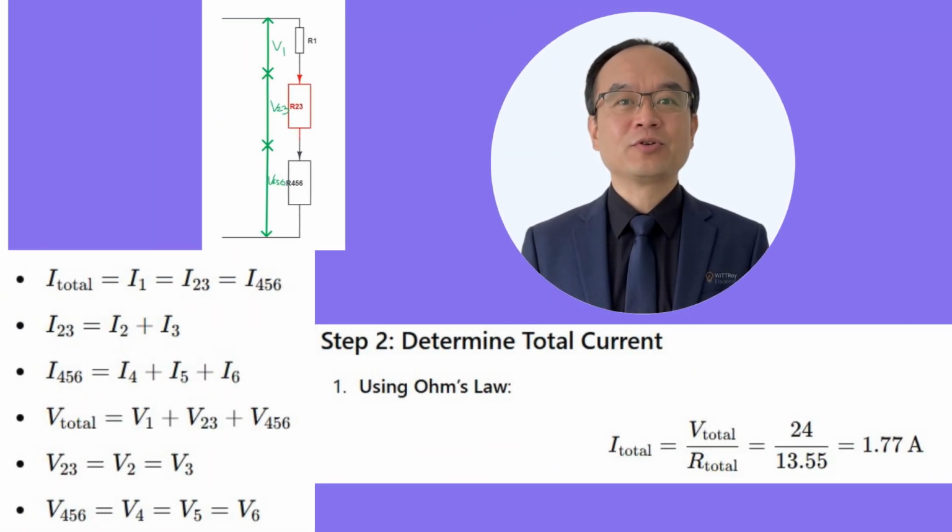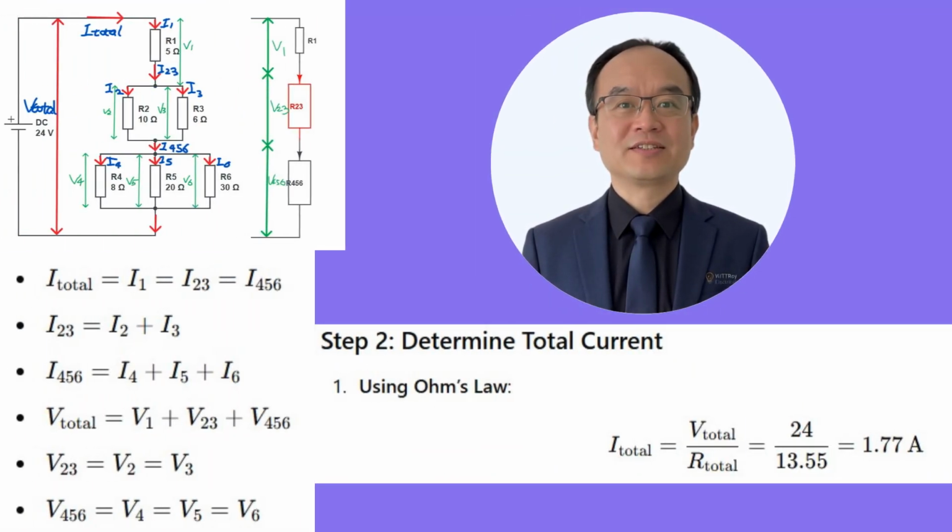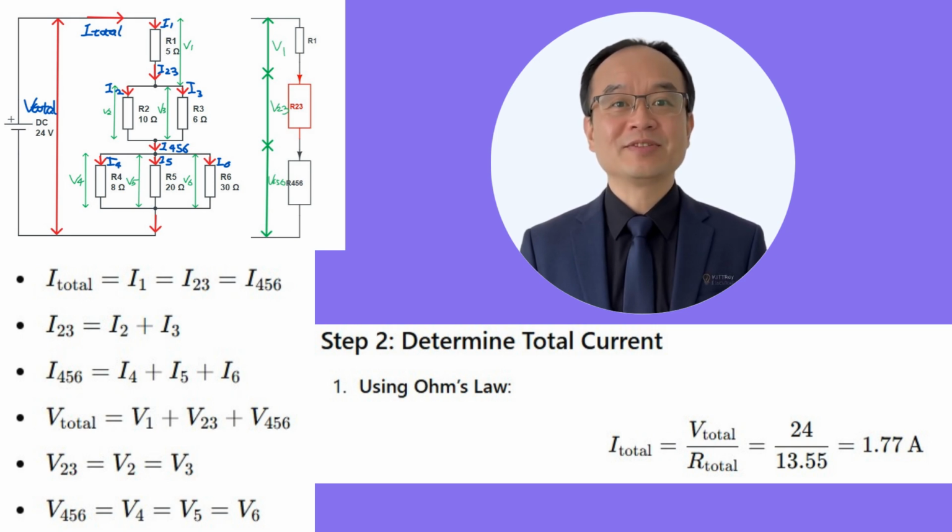Step 2. Determine total current. Once we know the total resistance, we can find the total current using Ohm's law. I total equals V total divided by R total. This gives us the current flowing through the entire circuit. I total equals 1.77 amperes.